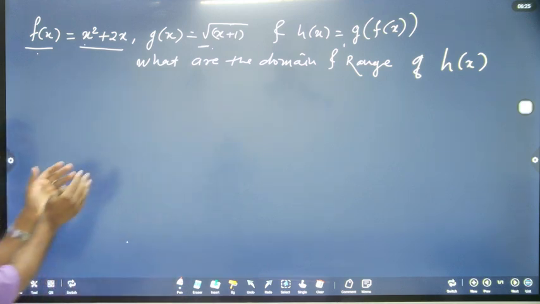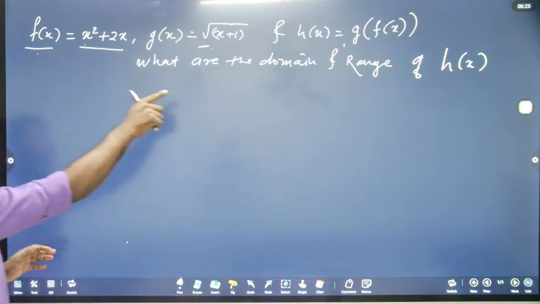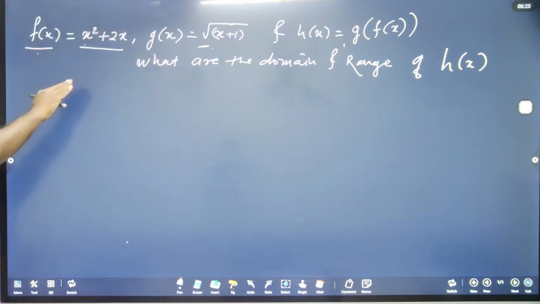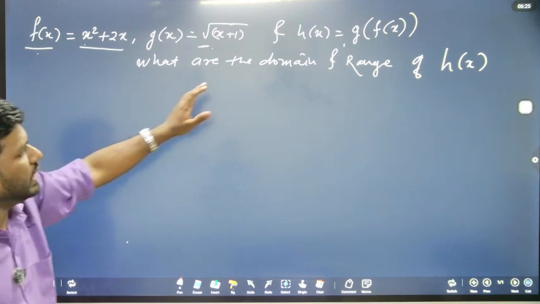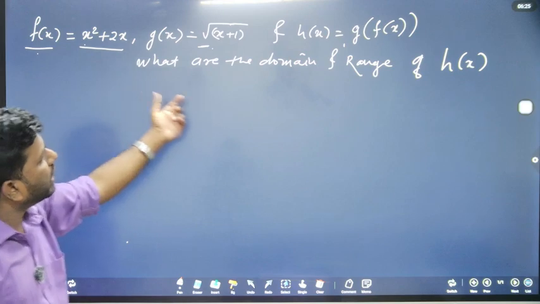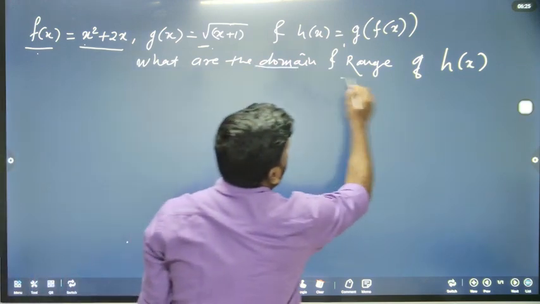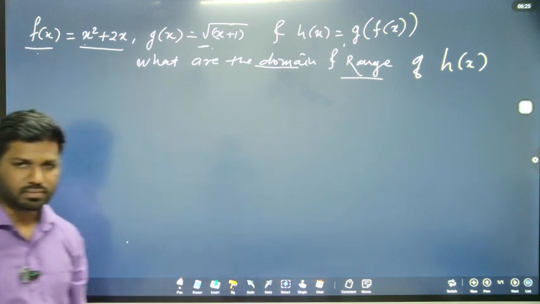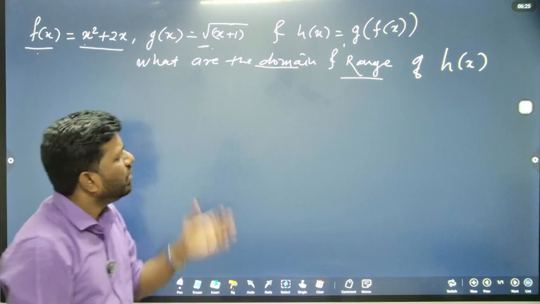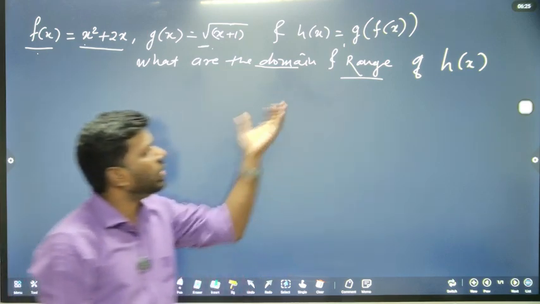Now, we can directly say h of x will be formed after putting the values of f of x in the function of g of x, right? This we can directly conclude from the given function. The question is, what are the domain and the range of h of x? So before directly solving this question, I want you guys to understand what is the meaning of range and domain.